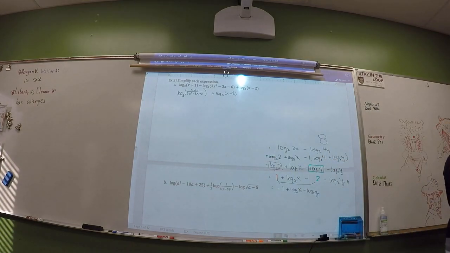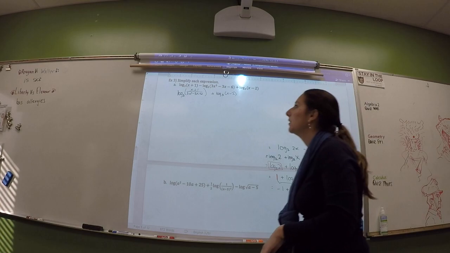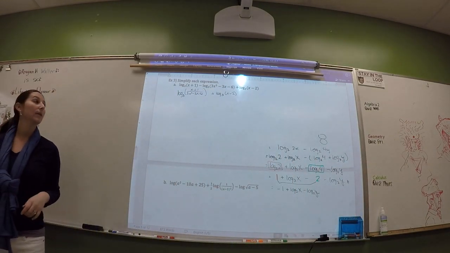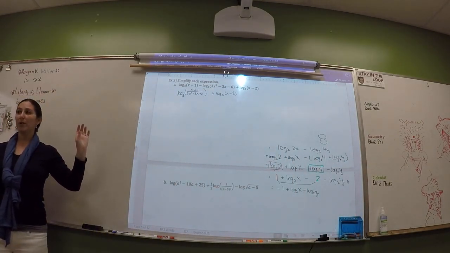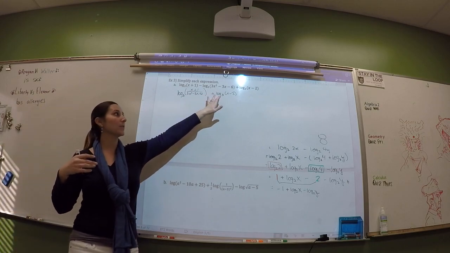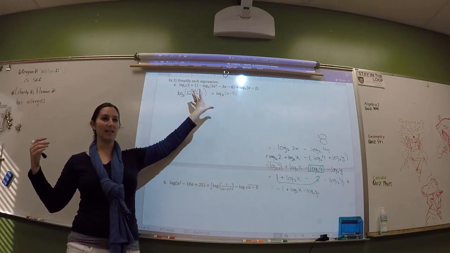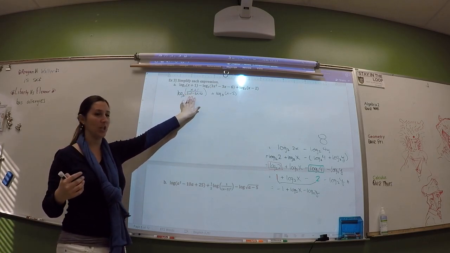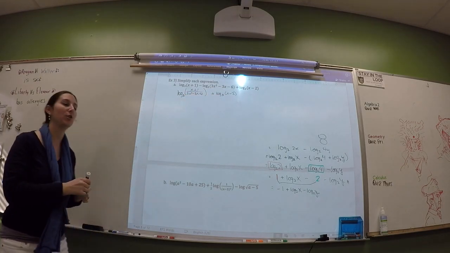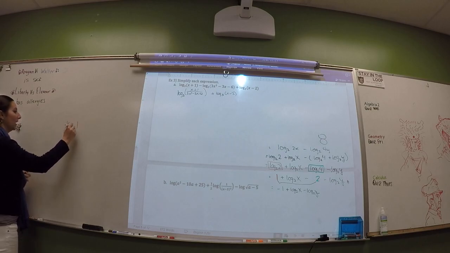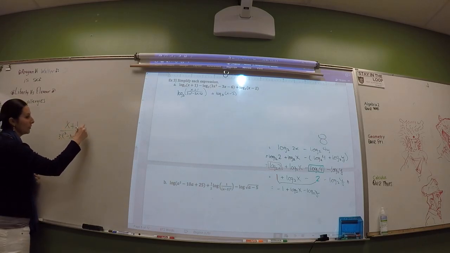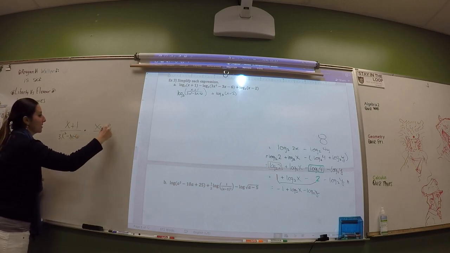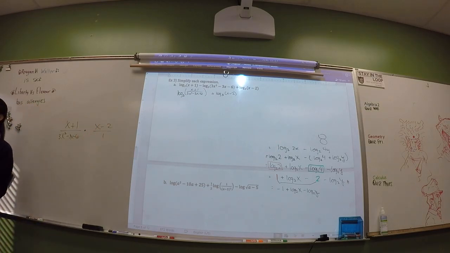Now, focusing on this one and this one, I can express this as a single logarithm by multiplying this fraction by x minus 2. So what you're doing is you're taking this and multiplying by x minus 2, technically over 1.